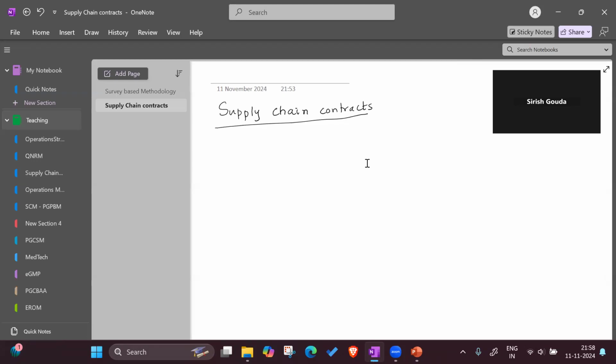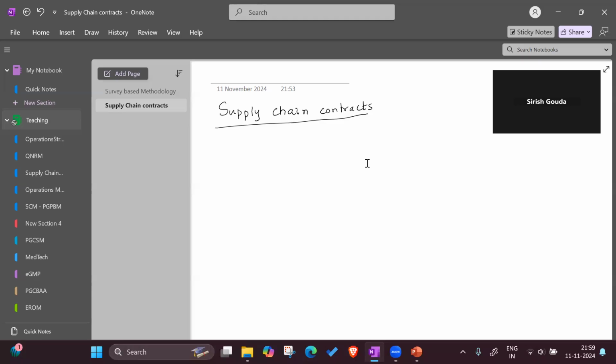Generally, when we talk about any relationship between buyer and supplier, one of the things that we talk about is this concept of supply chain contracts. And contracts are largely used for managing any kind of opportunistic behavior that is shown by either the buyer or the supplier, right? So that is generally the reason why we have supply chain contracts.